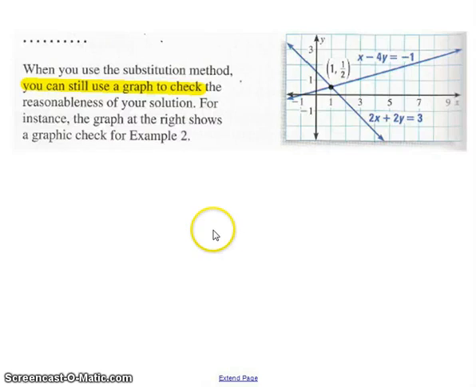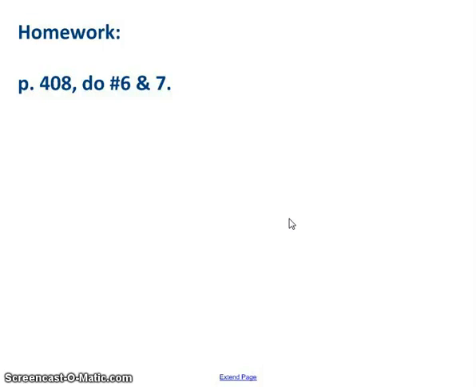One last point. We did talk a lot about graphing, and it's not wasted effort. You can always double check and make sure your answer makes sense by drawing a graph if you want to. So 1 comma 1/2 really will work if you graph both of those equations that we just worked on for example 2. Okay, that's it.